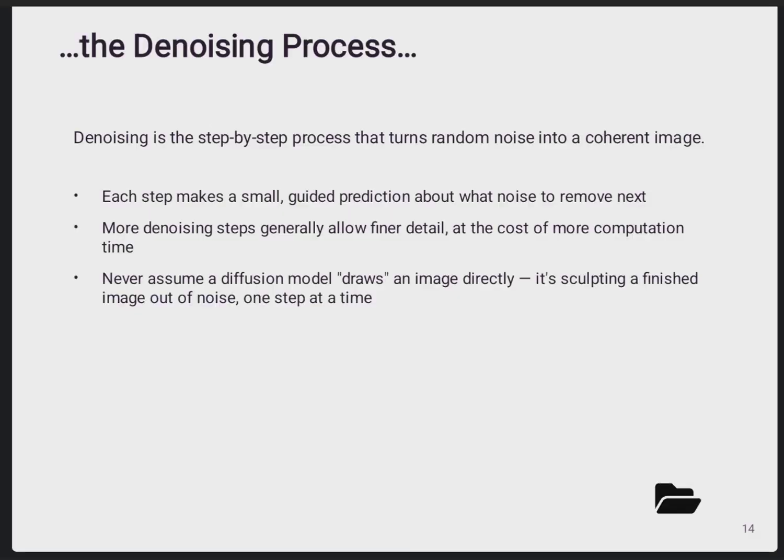The denoising process. Denoising is the step-by-step process that turns random noise into a coherent image. Each step makes a small, guided prediction about what noise to remove next. More denoising steps generally allow finer detail at the cost of more computation time. Never assume a diffusion model draws an image directly. It's sculpting a finished image out of noise one step at a time.